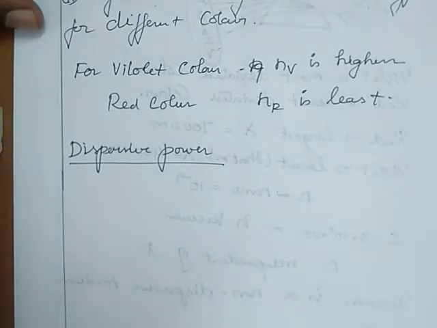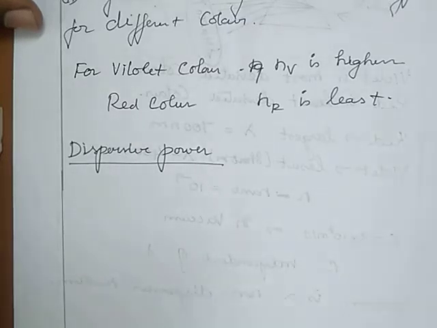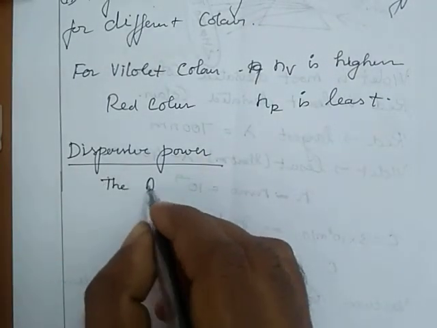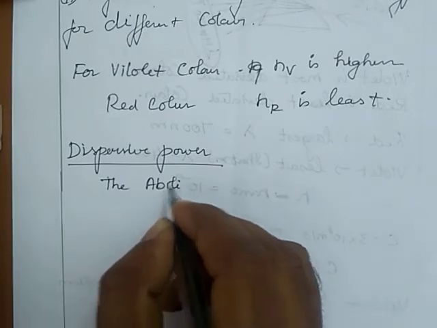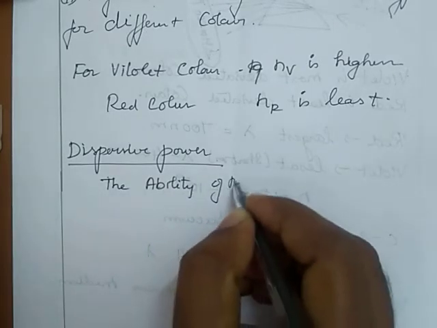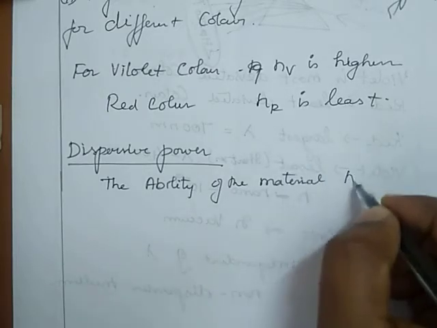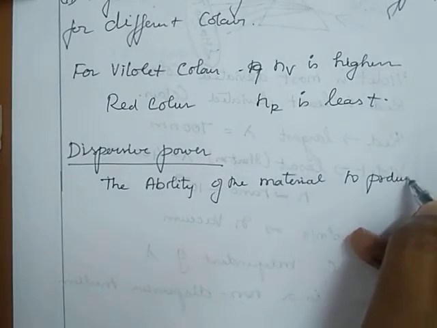Dispersive power is nothing but an ability. Dispersive power is the ability of the material to produce dispersion. Dispersive power means the ability of the material to produce dispersion.